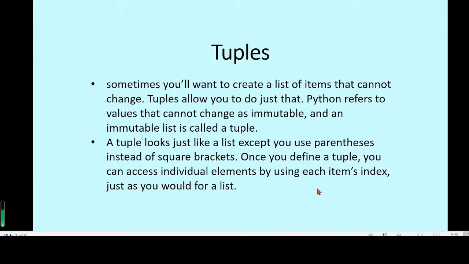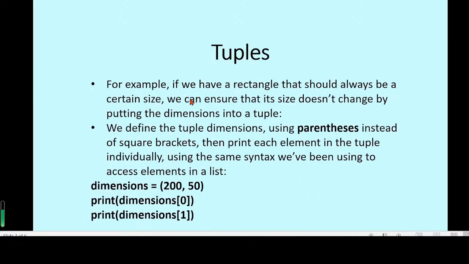For example, if we have a rectangle that should always be a certain size, we can ensure that its size doesn't change by putting the dimensions into a tuple. So we define the tuple dimensions using parentheses instead of square brackets. Then we print each element in the tuple individually, using the same syntax we have been using to access elements in a list. So this is a tuple with two elements.